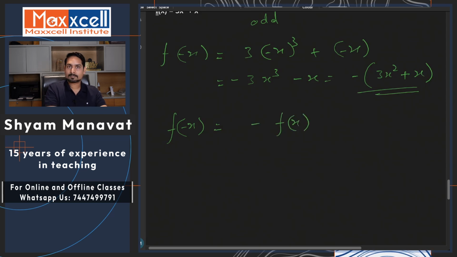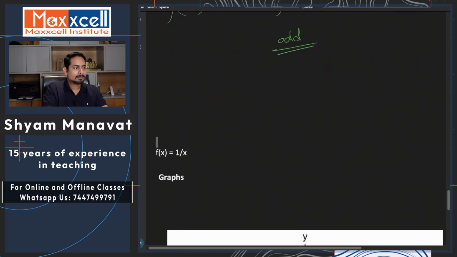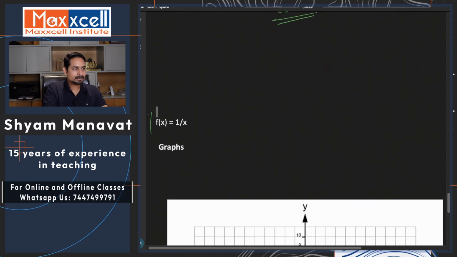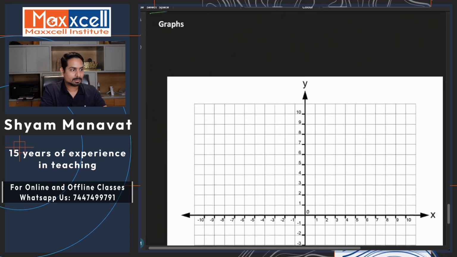So f of minus x is equal to minus of f of x. That will be what? Odd function. Understood? Similarly, one more example. I hope you understand that. Now, how does it look on a graph?